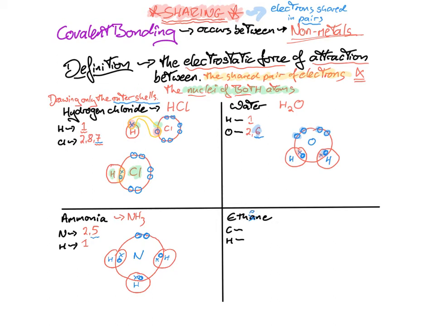Now, last one. I've written down ethane, but actually, I'm going to do a different example. I'm going to do something called ethene. Why am I going to do ethene? Well, ethane has a formula of C2H6. That is ethane with an A. You'll learn more about this in organic chemistry later. But ethene with an E is C2H4.